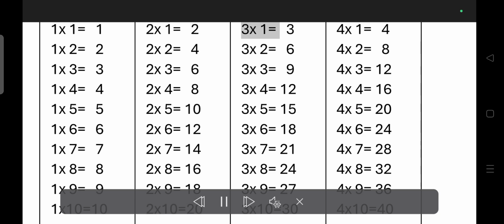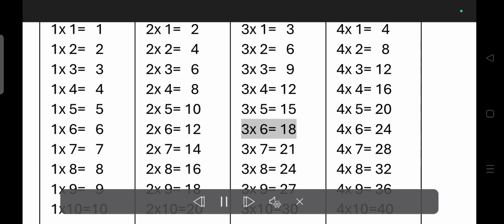3 times 1 is equal to 3. 3 times 2 is equal to 6. 3 times 3 is equal to 9. 3 times 4 is equal to 12. 3 times 5 is equal to 15.